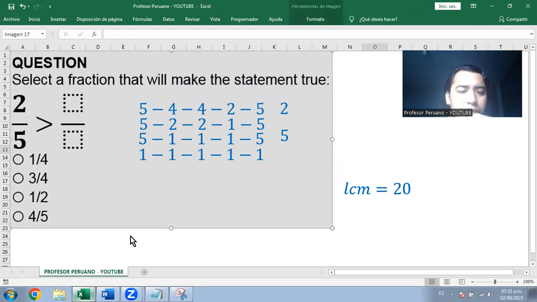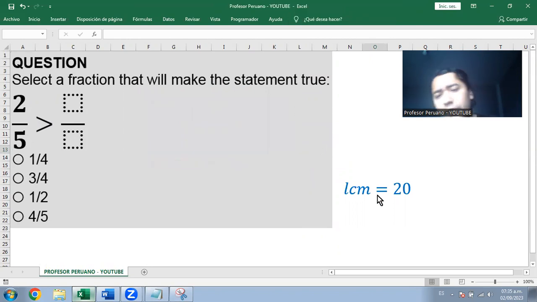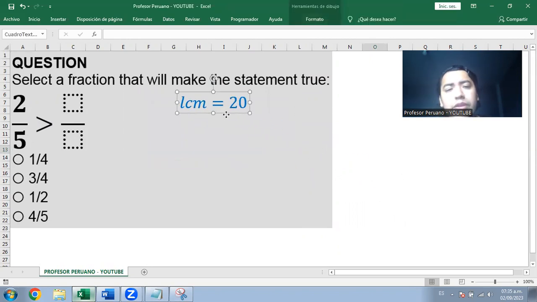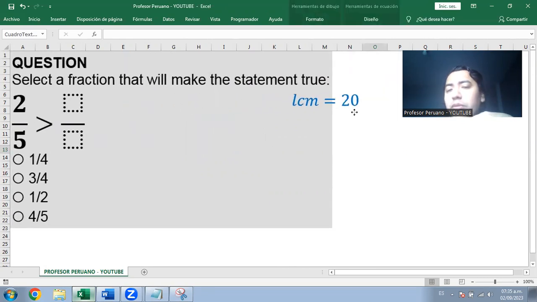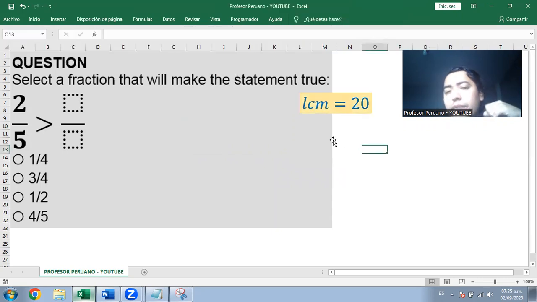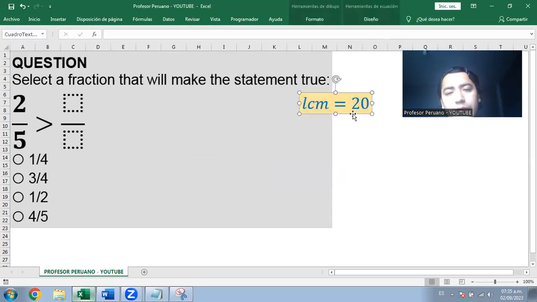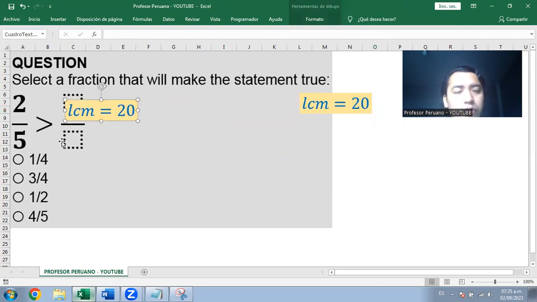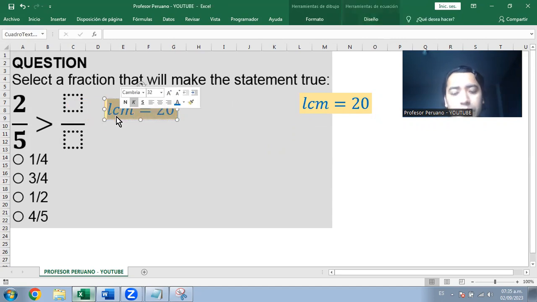What are we going to do with the least common multiple? We are going to use the least common multiple to make all the fractions homogeneous. That means all the fractions must be homogeneous to make the comparison easier. So the first fraction, 2/5, must have 20 in the denominator. So we multiply each of its elements by 4.